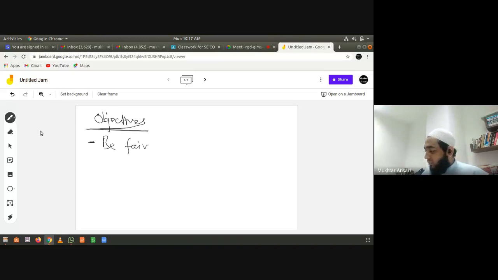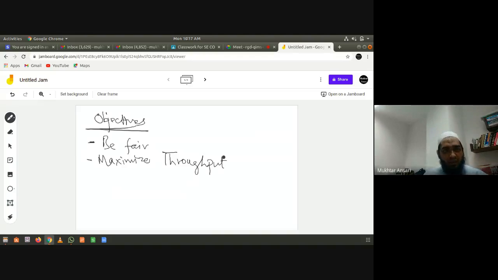Then maximize throughput. This is a term you may have heard for the first time. Does anyone have any idea about this particular word, that is throughput?